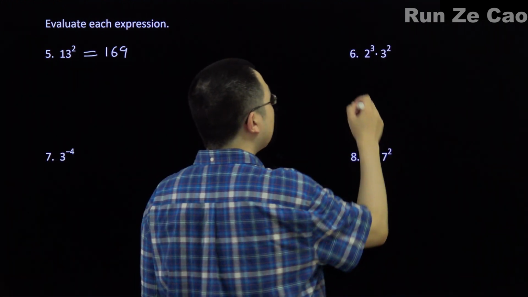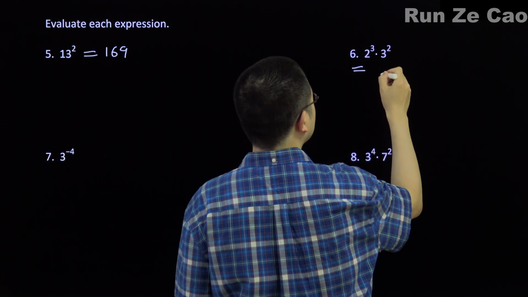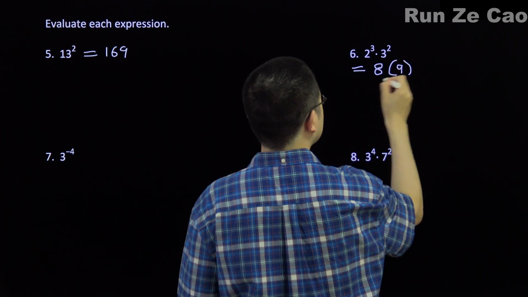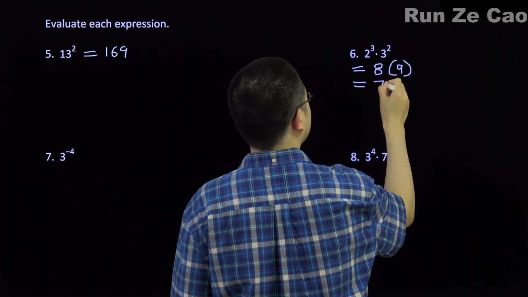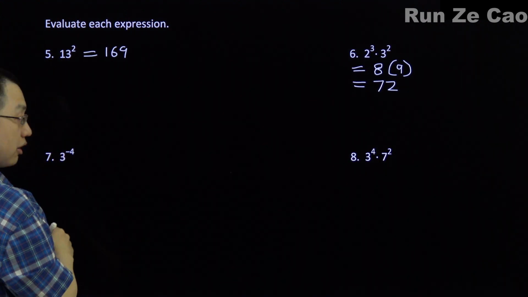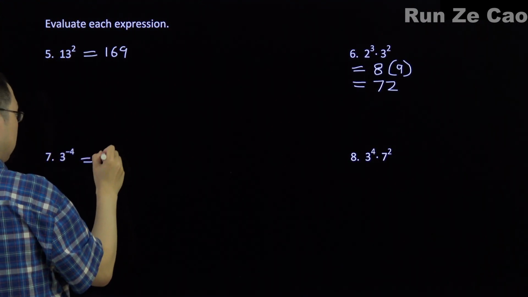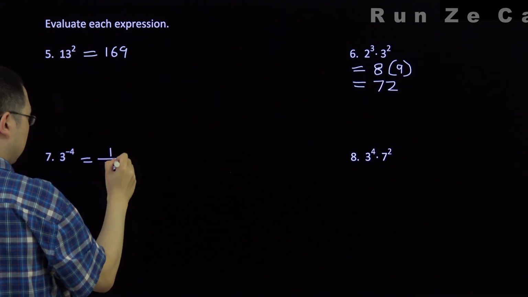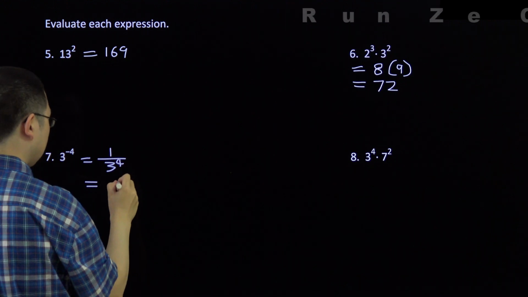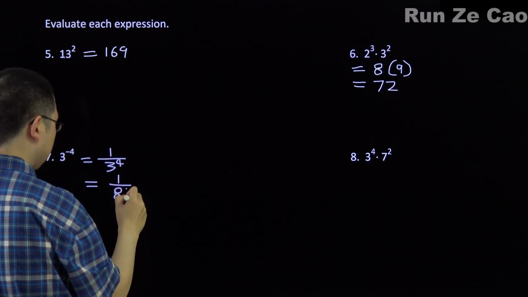2 to the third times 3 squared is equal to 8 times 9, which is 72. 3 to the power of negative 4 is equal to 1 over 3 to the fourth. So that's 1 over 81.